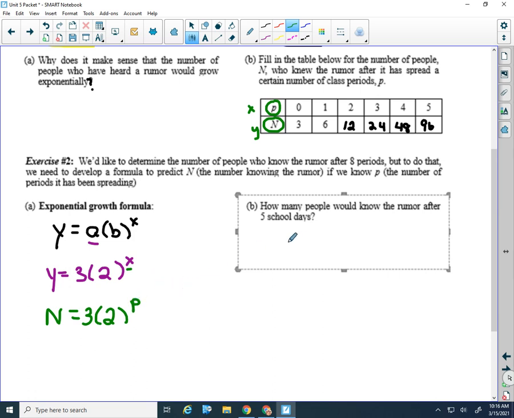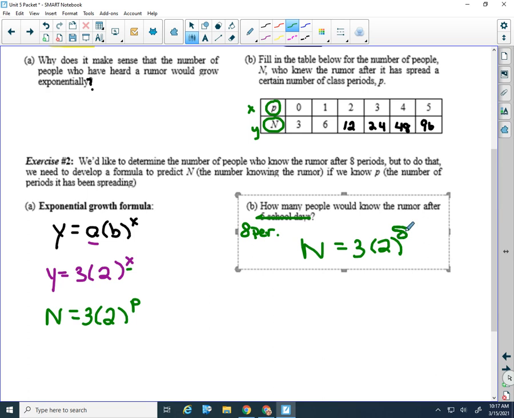And there's a typo in here. How many people would know the rumor after 5 school days? Let's say 5. No, let's change that. Let's do 8 periods. So after 1 day, started with 3 people. So that's going to go into our exponent. So we'll say n equals 3 times 2 to the 8.